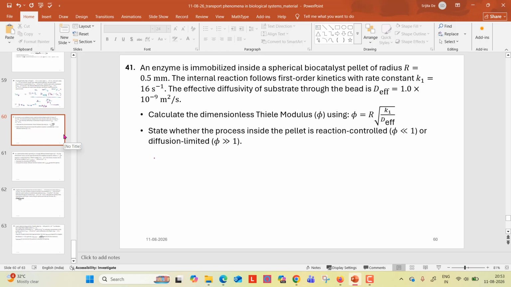So phi equals r, which is 0.5 into 10 to the power minus 3, root under K1 is 16 by dF is 10 to the power minus 9, 1 into 10 to the power minus 9. So it is coming as 16 by 10 to the power minus 9, root under this, into 0.5 into 10 to the power minus 3. So it is coming as 63.25, which is greater than 1.